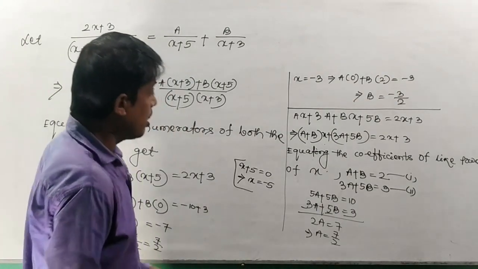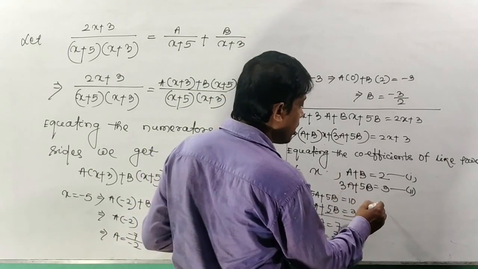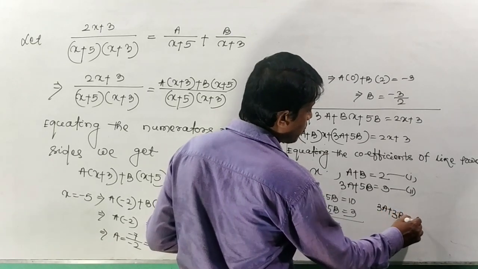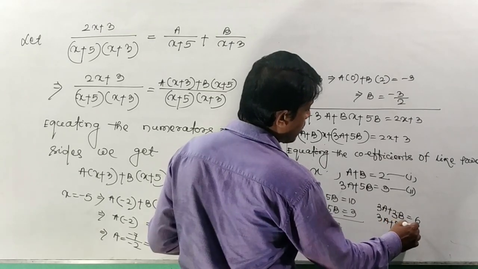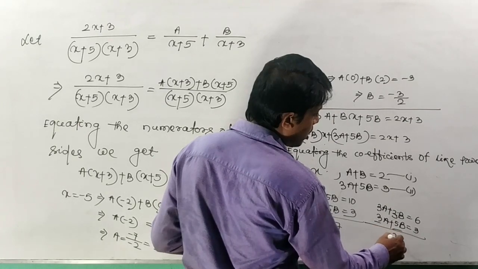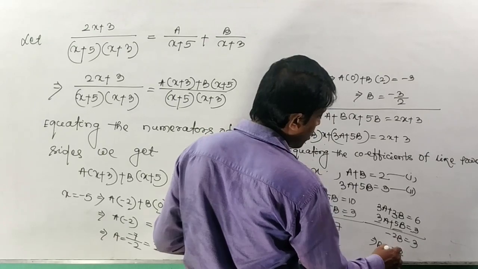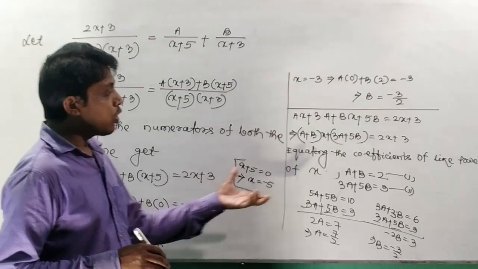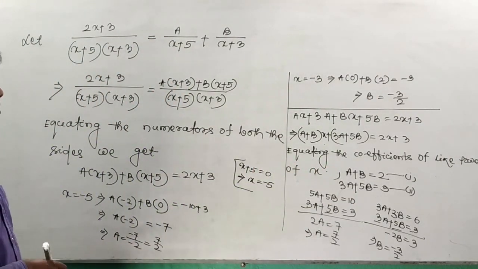Now if we eliminate a, then multiply equation 1 by 3. 3a plus 3b is equal to 6 and 3a plus 5b is equal to 3. Subtracting, we get minus 2b is equal to 3, which implies b is minus 3 by 2. So you may take this method or this method. What should be your choice?